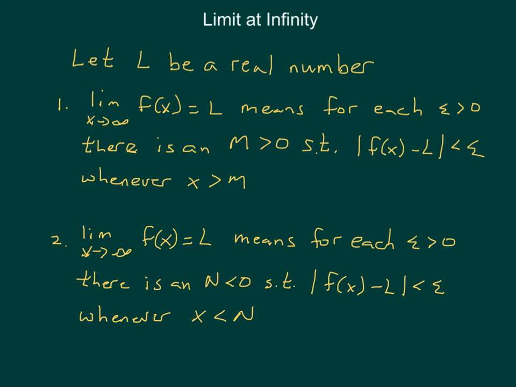Then we look at the other one going in the other direction, the limit as x approaches negative infinity of f of x equals L. That means that for each epsilon greater than 0, there is an n less than 0. Notice the less than, such that the absolute value of f of x minus L is less than epsilon whenever x is less than n. So in other words, I'm going to have some negative number, and if I put in values that are smaller than that negative number, I will be within epsilon units of L.